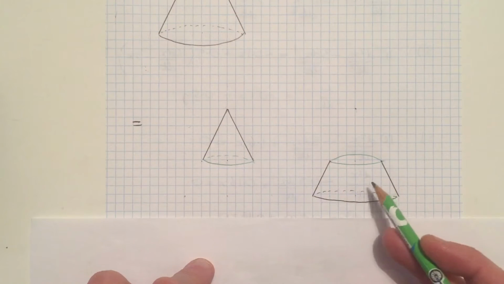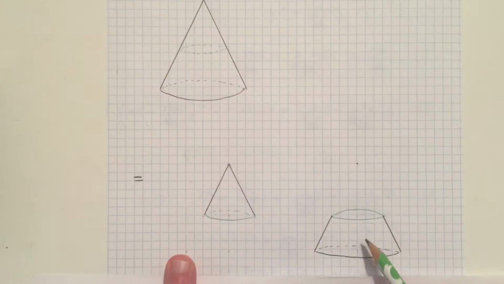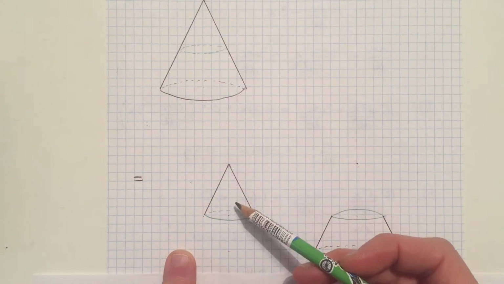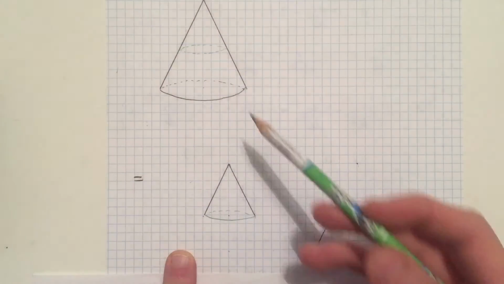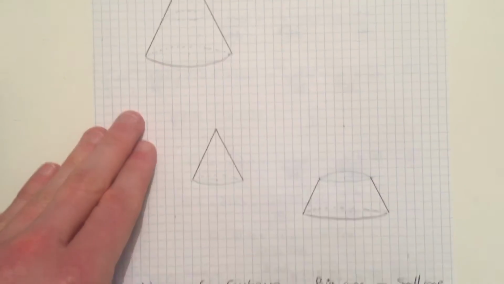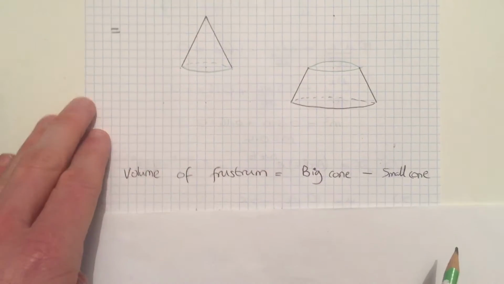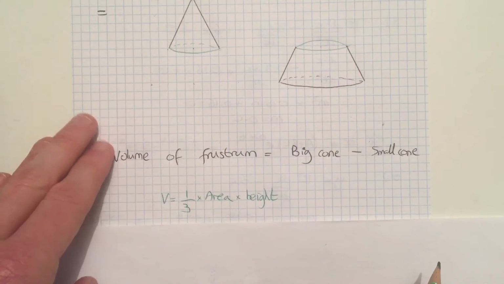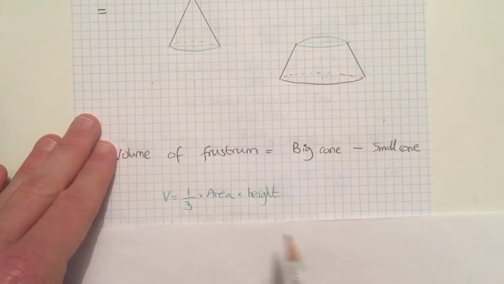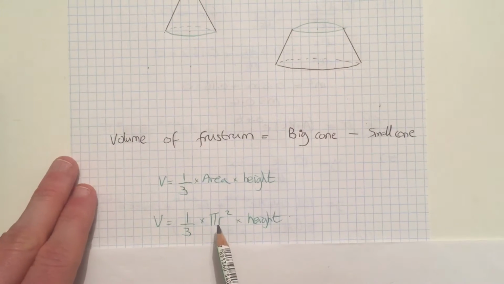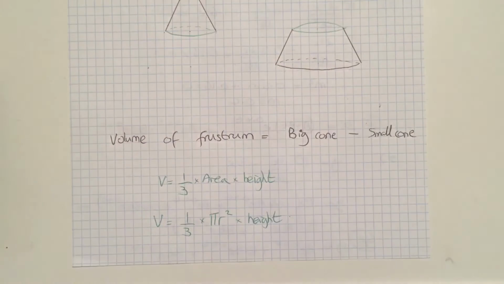So the way that we work out the volume of this shape is I work out the volume of the big cone, then I work out the volume of the small cone that's been cut off the top, take them away, and that will give me the volume of the frustum that's left on the bottom there. So basically it's going to be the volume of the big cone, take away the volume of the small cone. We know how to work out the volume of a cone. It's this formula here, where the area is the area of the base. So in the case of a cone, the area at the base is a circle, so pi r squared.